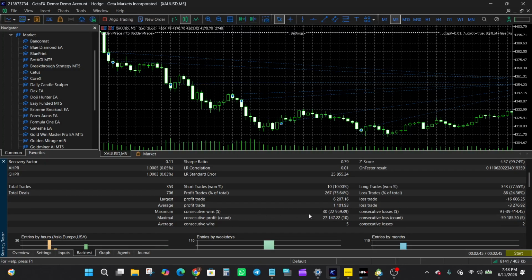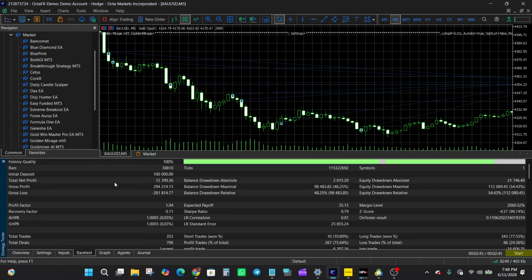Maximum consecutive wins were 30. All right, and then the average profit was 1,101.93, while the average loss was 3,276.92. What that means is that the average risk to reward ratio is bad, but the win rate is quite good. So it's not surprising to see a total net profit of over 12% over the space of 5 months.